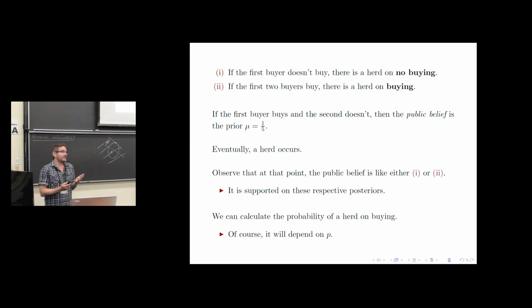Now we can calculate the probability of getting a herd on buying. It's a straightforward calculation. And just for now, notice it's going to depend on P, the probability of getting the accurate signal in this information structure. Remember, it was a symmetric signal with P and 1 minus P. And P is going to determine the probability of a herd on buying or not buying.